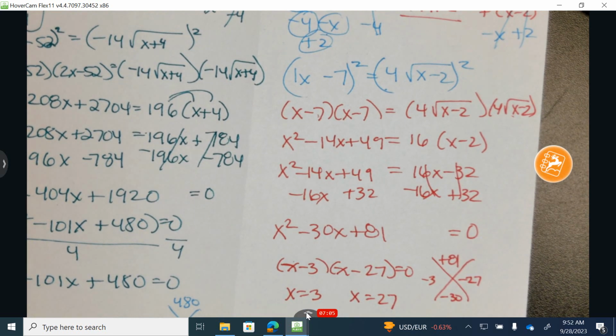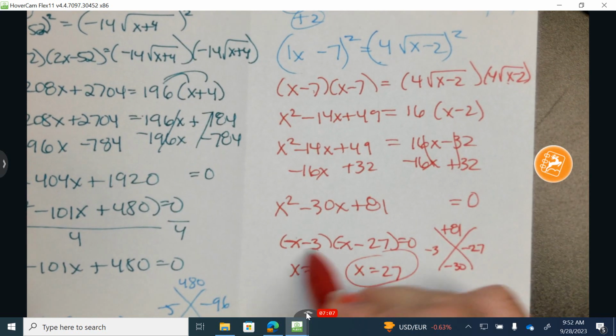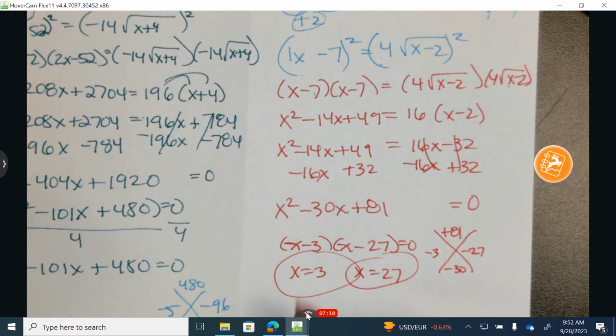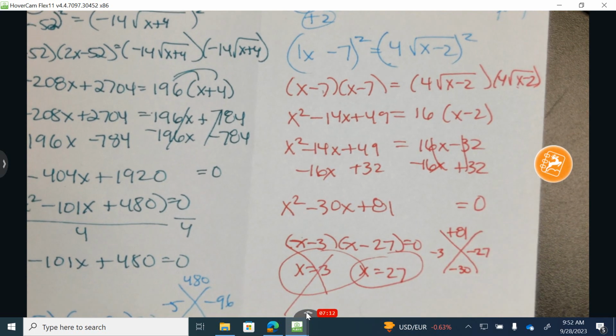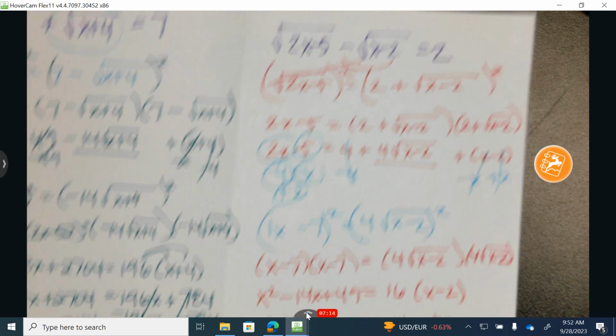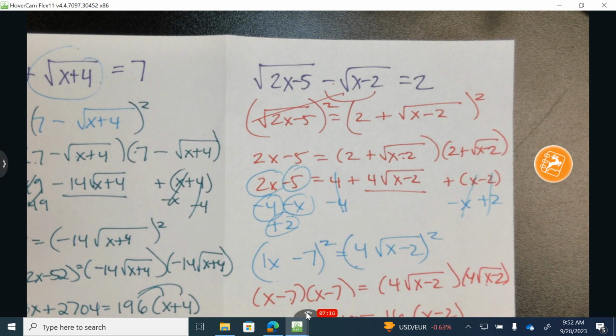Now it's my job to go up and check by plugging them in to see if these both work. So for the purpose of time, I've already checked. I'll tell you 3 when you plug it in does not work. 27 is the only one when you set it into the original equation that does work.